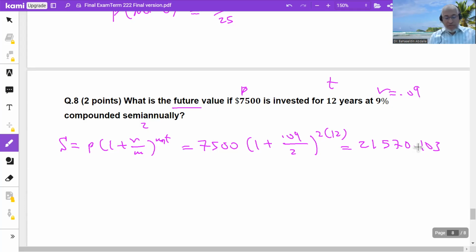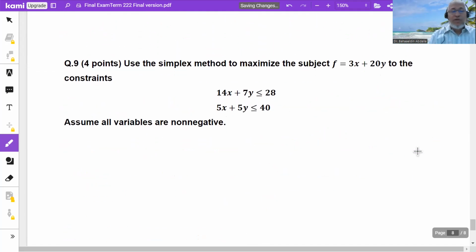Because making mistakes is usually... 21,570.1037, so this would be 4. Okay. Good. Use the simplex method to maximize F subject to the constraints.